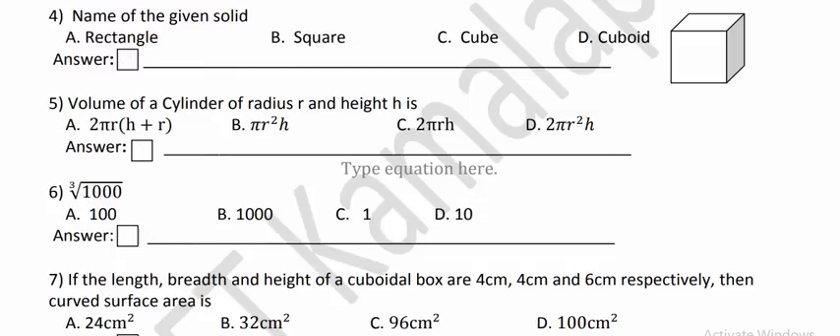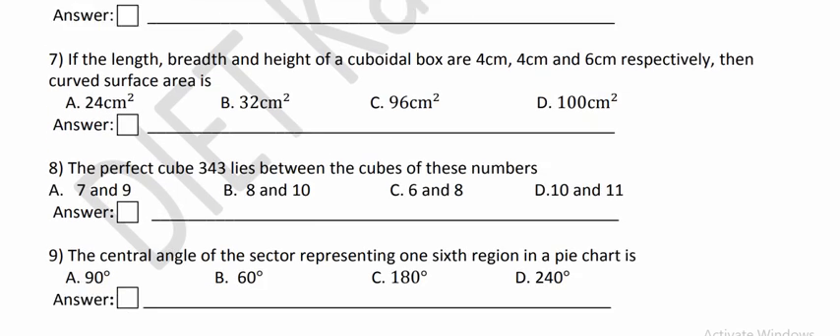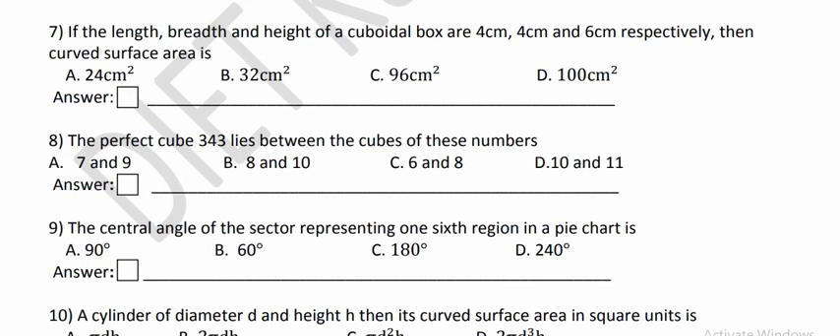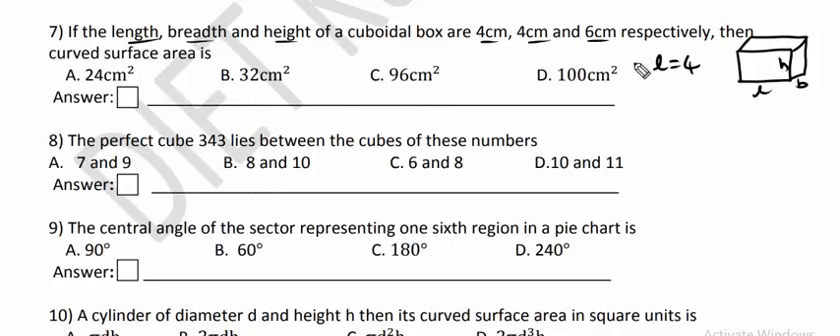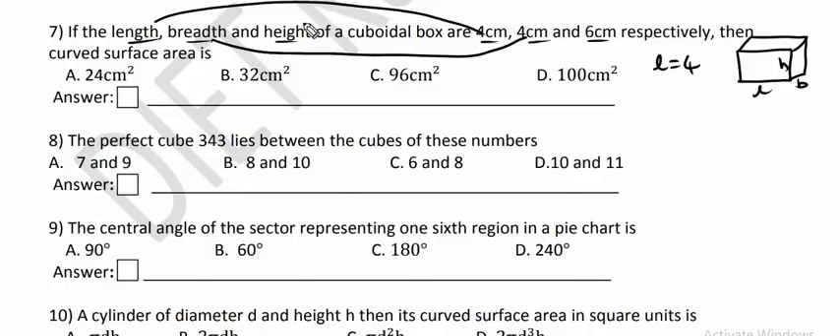So now we have to move to the next question. Seventh question, the length, breadth and height of the cuboidal box are 4, 4 and 6 centimeter. A cuboidal box looks like this. It has length, breadth and height. Here they gave that length is equal to 4 centimeter, the second measurement is 4, and the third, height, is 6. L is equal to 4, B is equal to 4, and height is equal to 6.